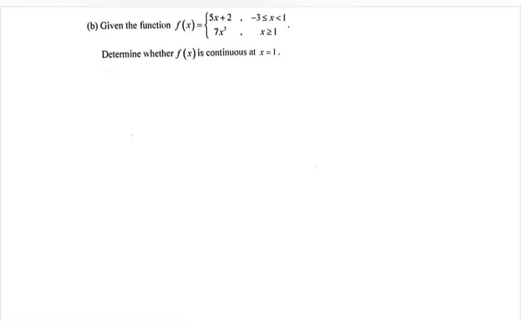Kindly refer to B. Given the function, we have the piecewise function. So kindly illustrate the situation on a real number line where we have negative 3 and also 1. Based on the situation given, here we will have 5x plus 2. Continue, we have 7x to the power of 3. So that is the situation. Determine whether f(x) is continuous at x equals 1. Step number 1, f(1), which is equal to, in this part, 7.